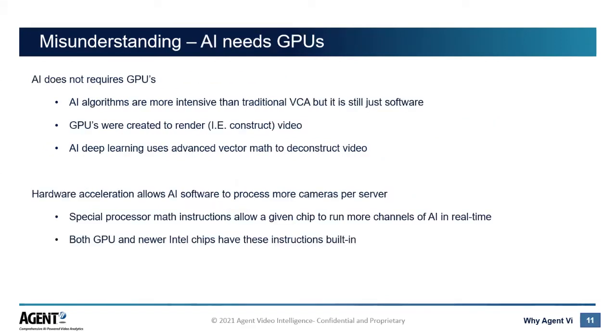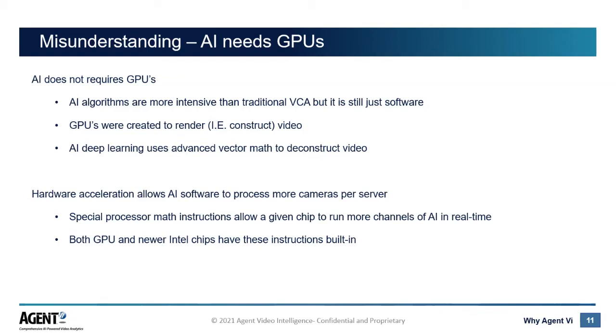All right, the third misconception is that all AI needs GPUs. Now, the truth is AI algorithms are much, much more intensive than the old VCA, but they're still just software. GPUs 30 years ago were created to render video, to take, like if I say draw a red square on my screen, well, a GPU could take that command and draw a screen. It constructed video. That's what they were optimized to do.